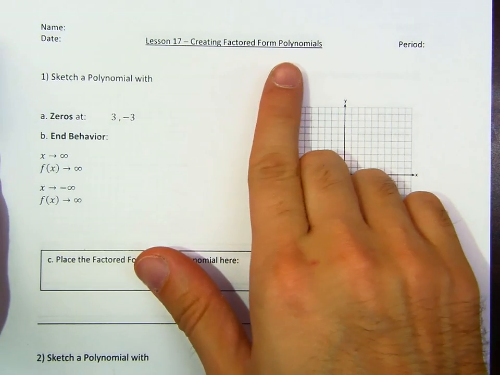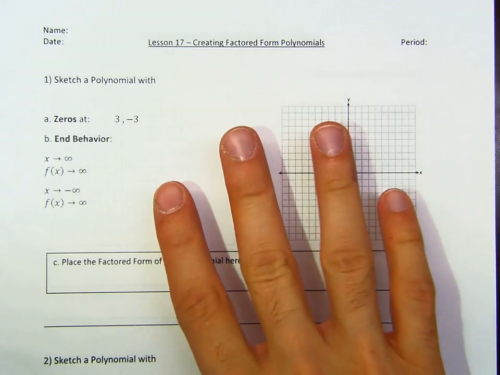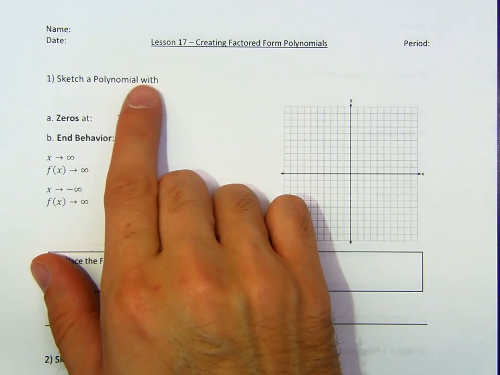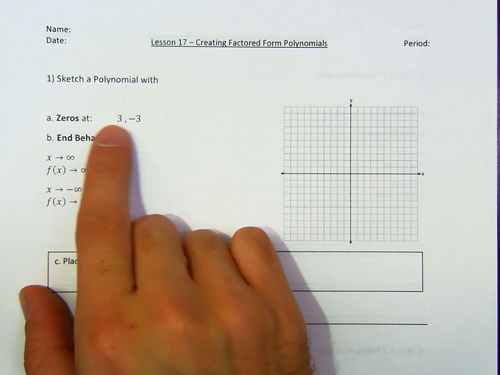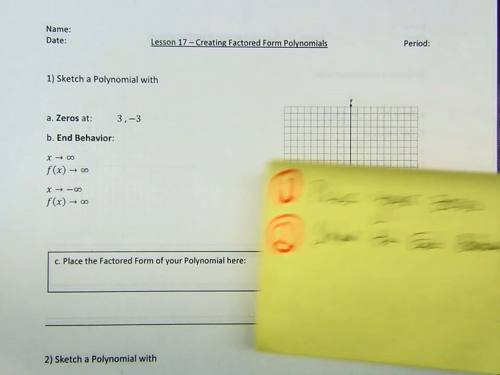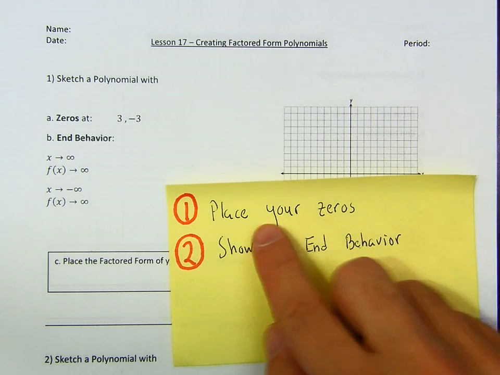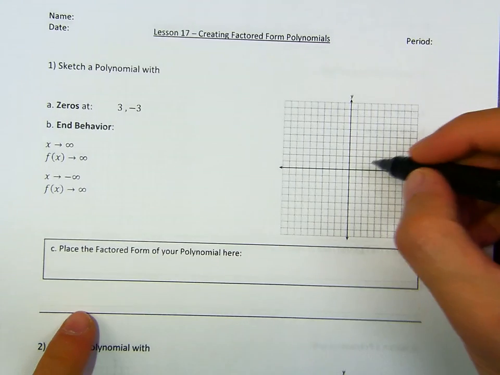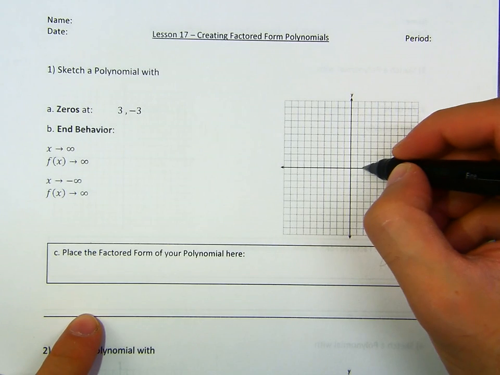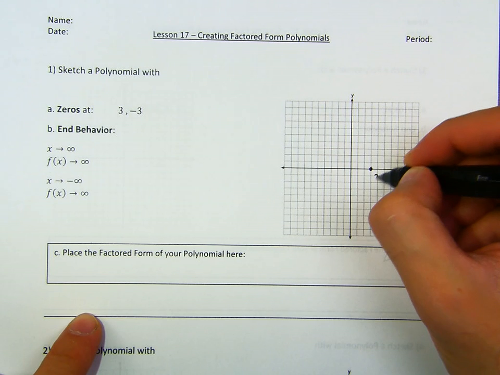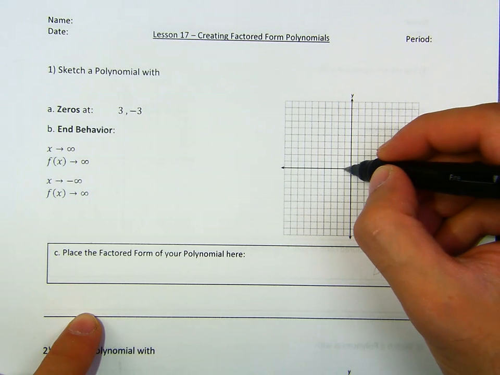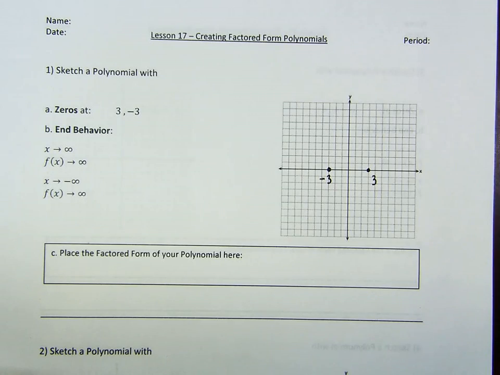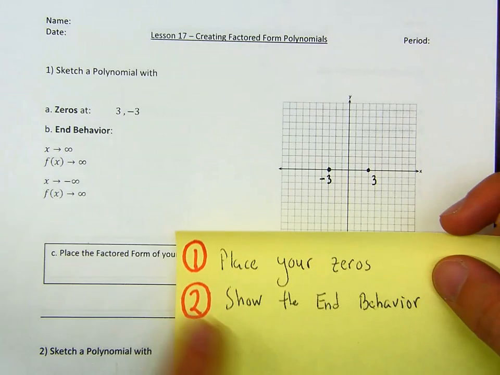Creating factored form of polynomials. This will be a nice and smooth lesson. So let's take a look at this. It says sketch a polynomial with zeros at 3 and -3. So the idea is first, let's place your zeros. So where is 3 and -3? Well, you just go on the x-axis, 1, 2, 3 over here. This is +3, and this is 1, 2, 3 over here. And this is -3. Okay, so we did the first part where we placed our zeros.